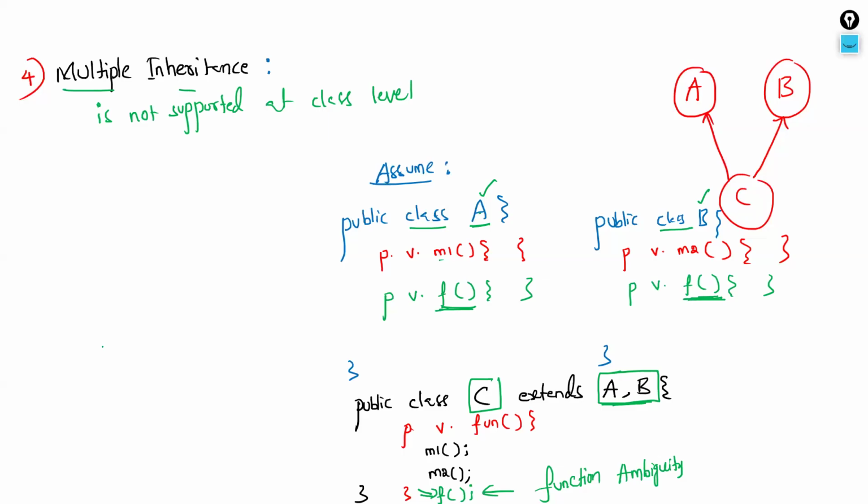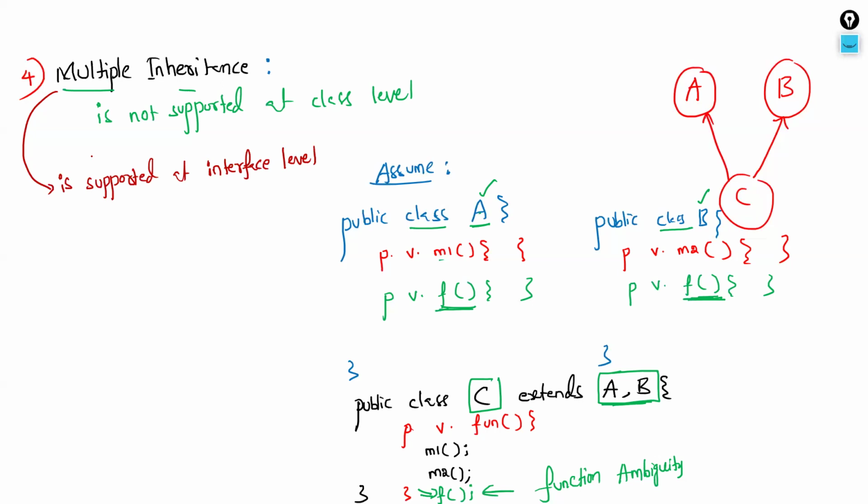It is not supported in Java at class level till this Java 21 version. Maybe in version 22, 23, or in future, 2030, Java might support it by doing internal adjustments. But at this point of time, today's date, Java does not support multiple inheritance at class level. Clear? Then if you ask me where it is supported, multiple inheritance is supported in Java only at interface level. There is a concept called interface in Java. At this level multiple inheritance is supported, but at class level, not supported.